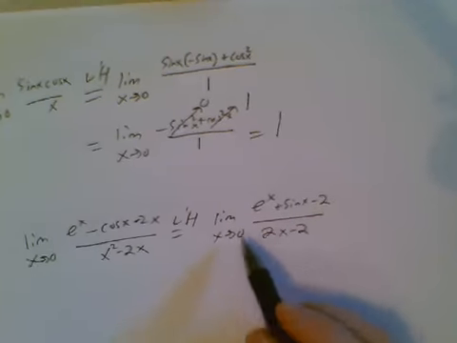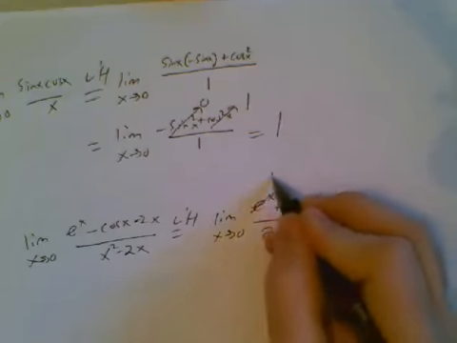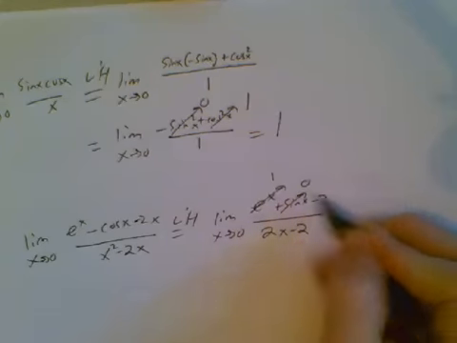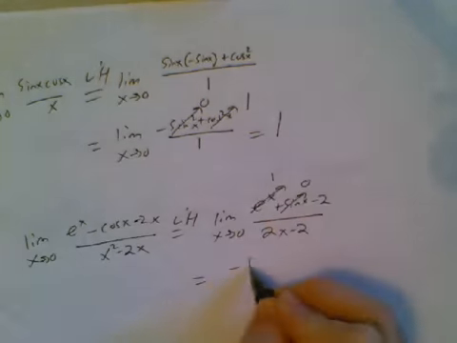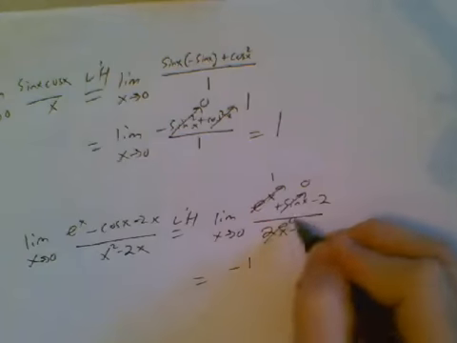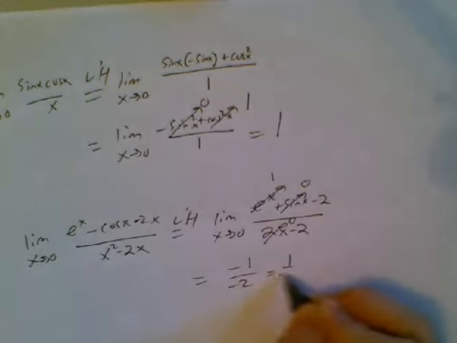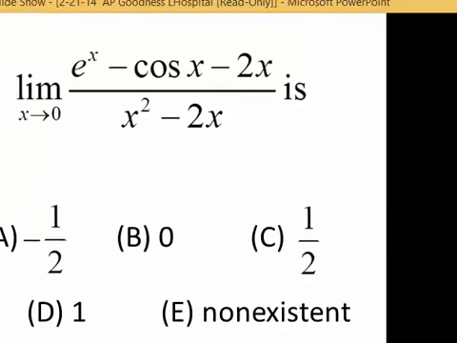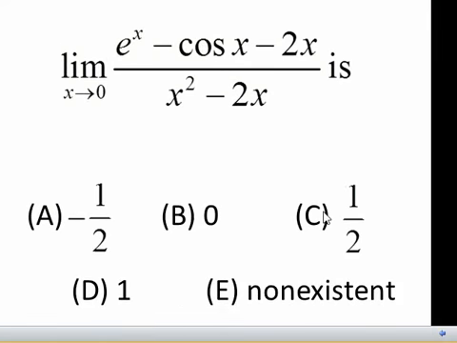Let's check it now. As x goes to 0, this goes to 1, that goes to 0. 1 minus 2 is negative 1. This goes to 0 over negative 2, so what's that, 1/2? That sound right? Let's look at our choices. 1/2 is C. Okay, so hopefully you got C for that one as well. Alright, one more.